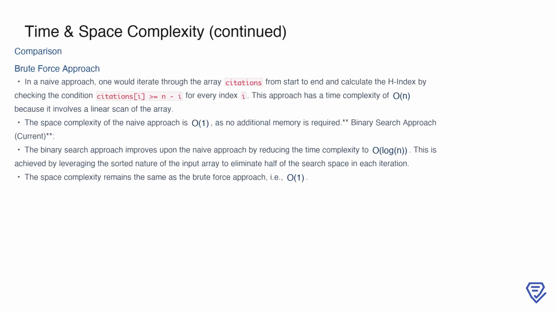When comparing the binary search approach to the brute force approach, we can see a significant improvement in time complexity. The brute force approach involves scanning the entire array linearly and checking conditions for each element, resulting in a time complexity of O(n). However, the binary search method leverages the sorted nature of the array to eliminate half of the search space in each iteration, reducing the time complexity to O(log n). Importantly, both approaches share the same space complexity of O(1), as neither requires additional memory. This makes the binary search a more efficient solution overall while maintaining minimal memory usage.